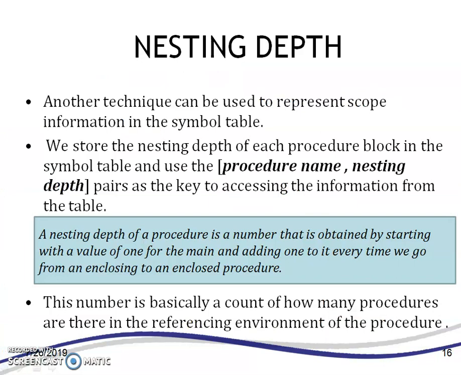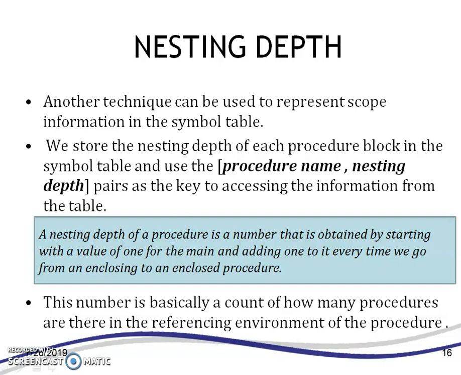Now, how to store the scope information if there is a nesting depth? Another technique can be used to represent scope information in a symbol table. We store the nesting depth of each procedure block in the symbol table and use the procedure name and nesting depth pair as the key to access the information from the symbol table. The nesting depth of a procedure is a number obtained by starting with a value of 1 for the main program and adding 1 to it every time we go from an enclosing to an enclosed procedure.